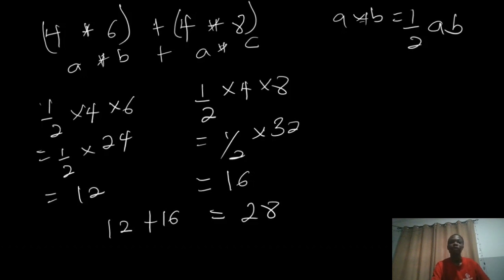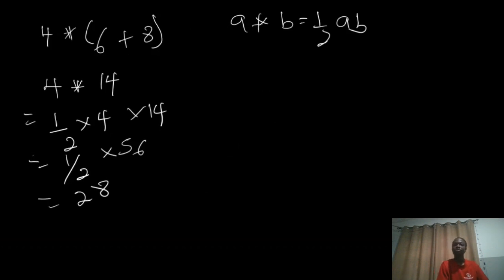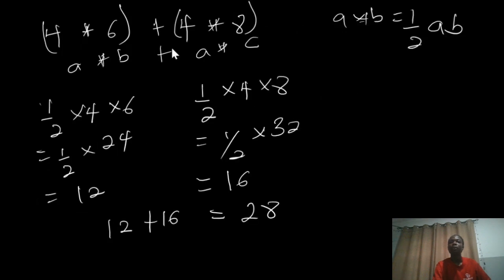So now after doing the first one, which is a star b plus c, we had 28. And after we distributed the star over the addition, working a star b plus a star c, we are still getting 28. So here we can prove that we can say that the operation is distributive.